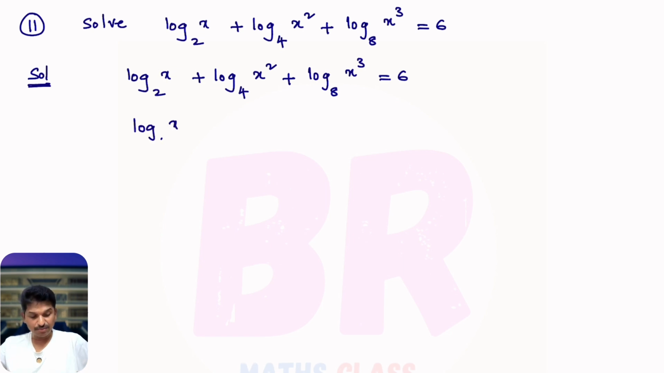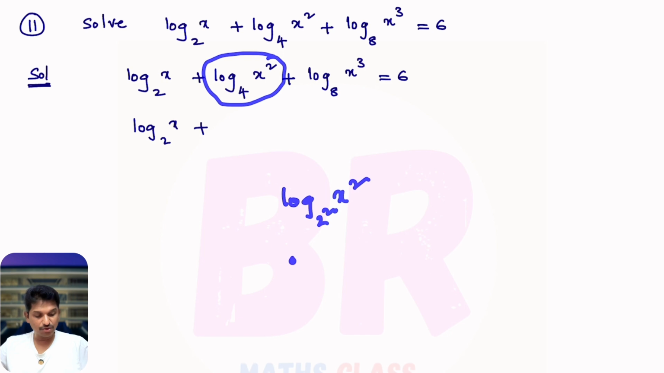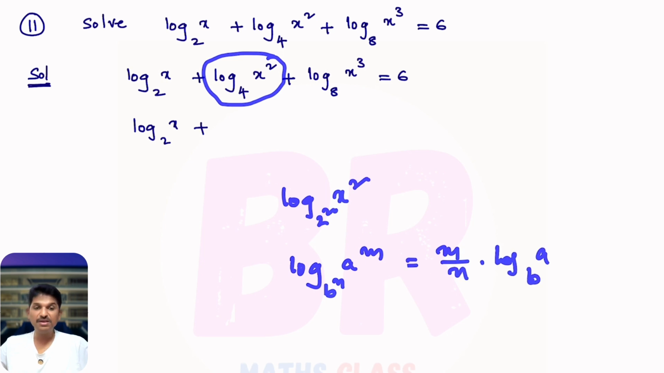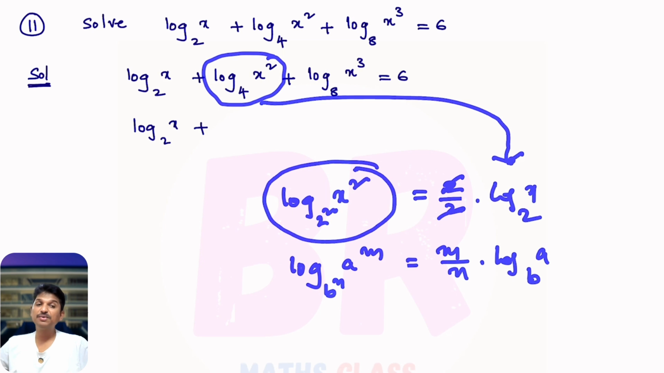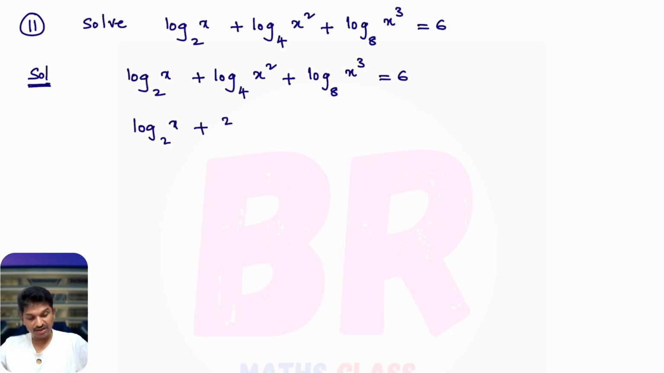Okay. Log x base 2 plus. You observe this one. Logarithm of x square, that 4 can be written as 2 square. You have this formula: logarithm of a power m base b power n equal to m by n into log a base b. Right? You know this formula. So what this can be written as? This can be written as 2 by 2 into log x base 2. This 2 will get cancelled. So this can be written as log x base 2. Very simple. I hope you are understanding, right? This is actually 2 by 2 into log x base 2.